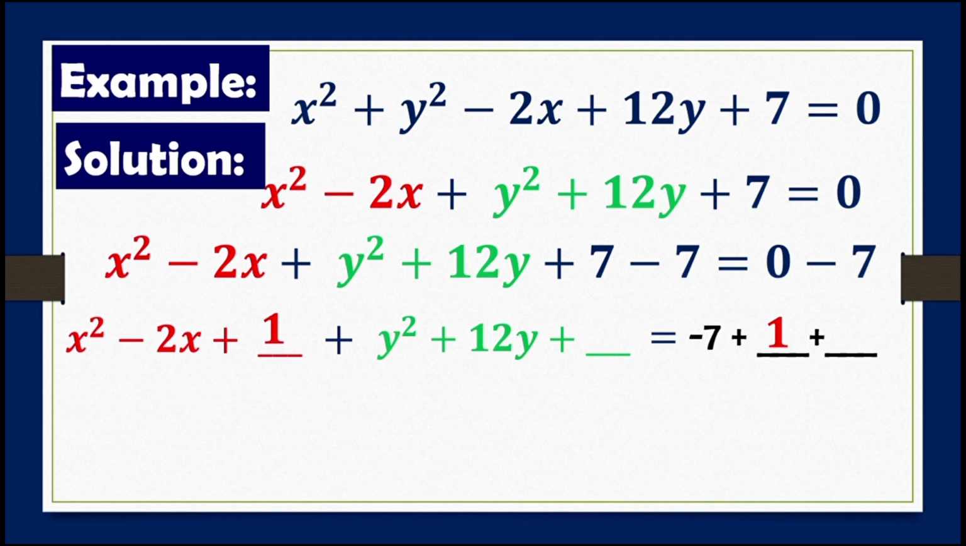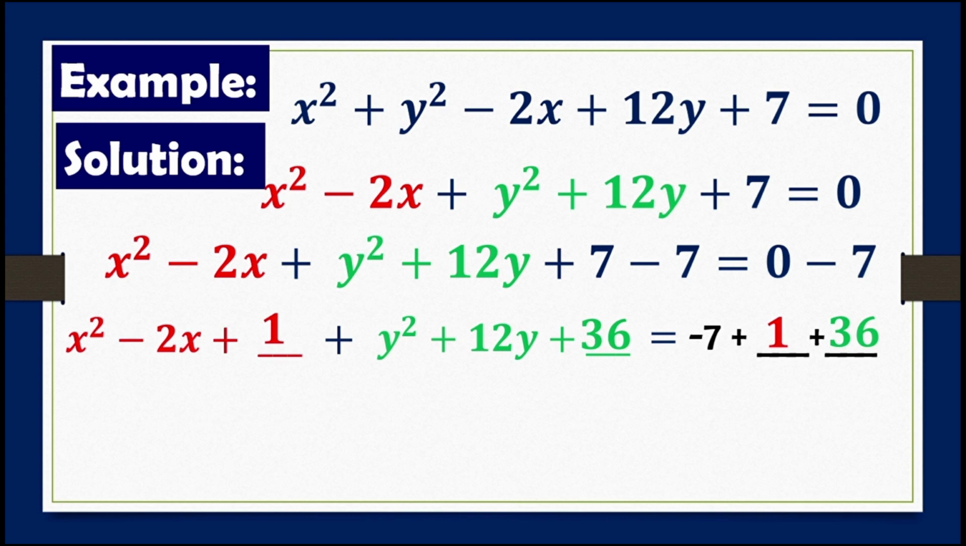This time, let's also make y² + 12y a perfect square trinomial as we get half of the coefficient of y and square it. So half of 12 is 6. Squaring 6, that is 36. Again, whatever is added on the left side of our equation will also be added on the right side of our equation. This means x² − 2x + 1 becomes a perfect square trinomial, and we can express this as a square of a binomial.